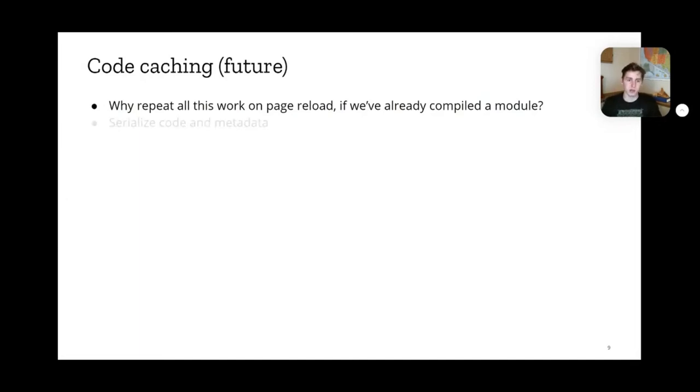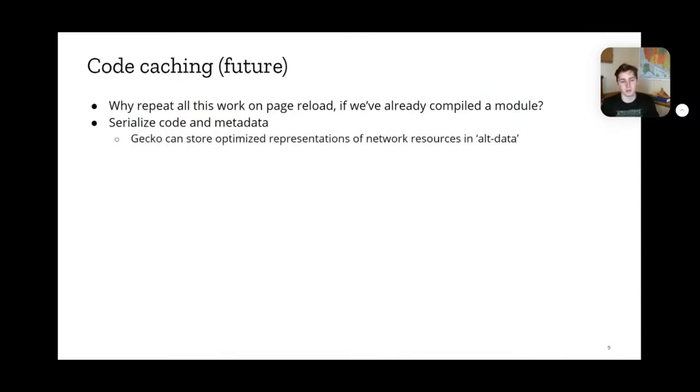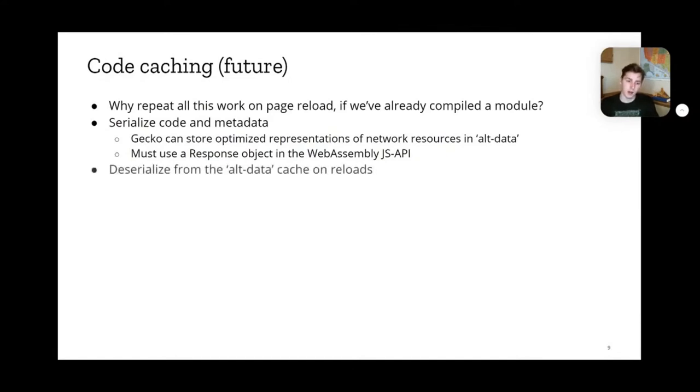So what does this roughly look like? The first step is you have to serialize the code and metadata, which is pretty straightforward, and we actually have all of that implemented. But we need a place to put it. Gecko has a concept called the alt data cache, which is where optimized representations of network resources are. If you use a response object from the fetch API, which is associated with a network resource, to compile, WebAssembly can hook into that cache entry and serialize our code and metadata into it. Then, when you do a reload and recompile using, again, a response object from a fetch from a network resource, we can access that cache entry and deserialize from our previous compilation.